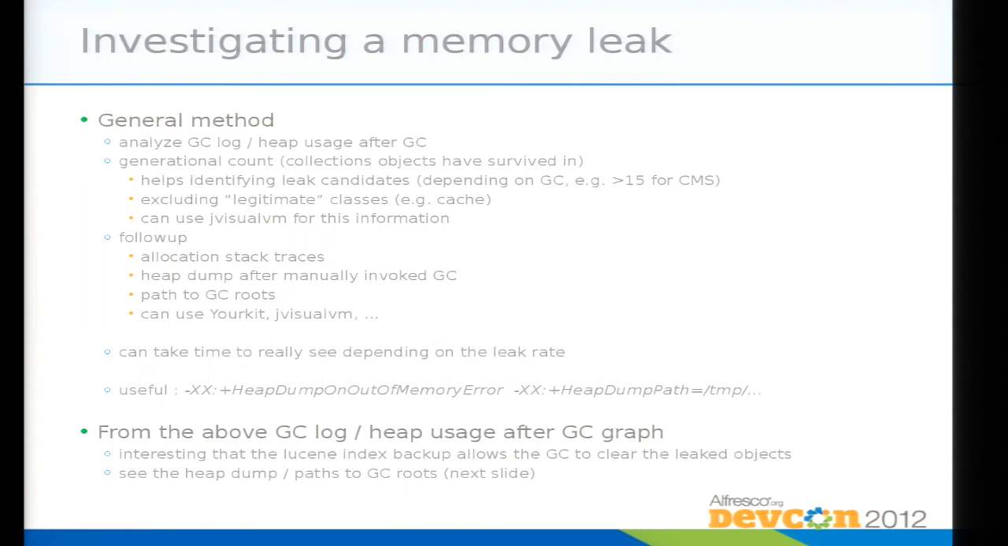You want to use allocation stack traces, find out the paths to the GC roots, meaning why are those objects still there. You can use this JVM option, which is pretty cool because you don't have to trigger the dump manually. You just have to wait for the JVM to be out of memory, and it will dump the heap dump automatically. In that graph, that's interesting that the Lucene backup job managed to find it out.